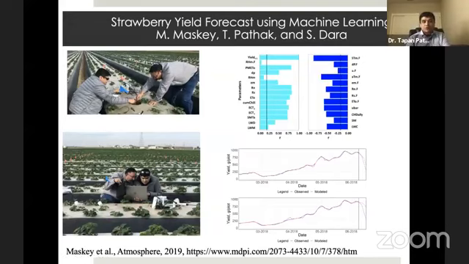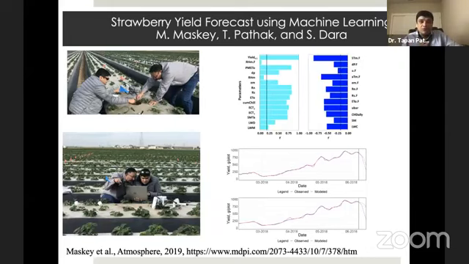I also have another project on strawberry yield forecasting. I just wanted to briefly mention that we installed a lot of meteorological sensors, measuring leaf canopy temperatures and ambient temperatures. Some other variables we did not measure in the field, but collected from the nearest weather station, and we integrated all those variables in a machine learning model. We compared both neural network and random forest for strawberry forecast.